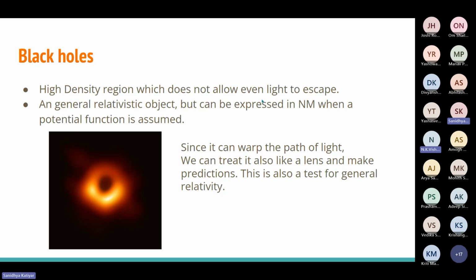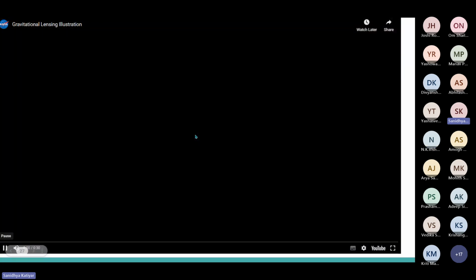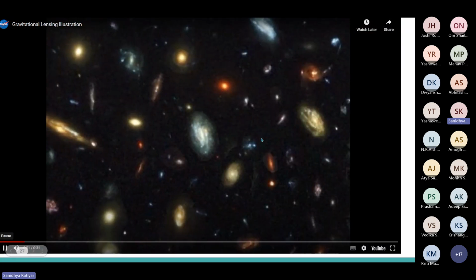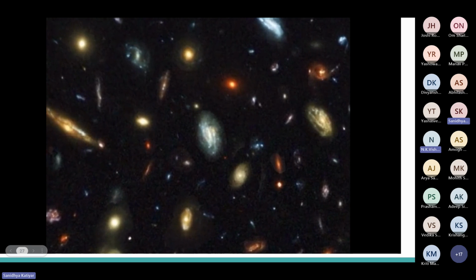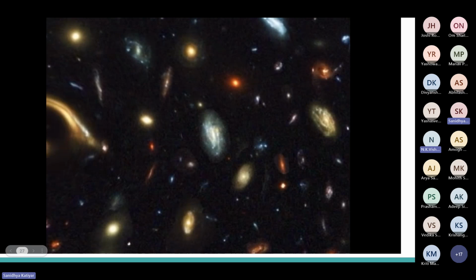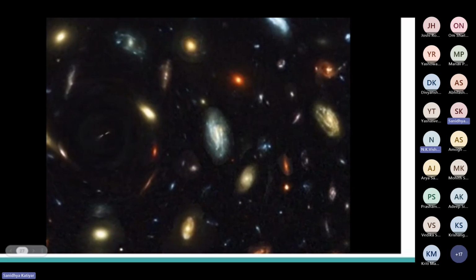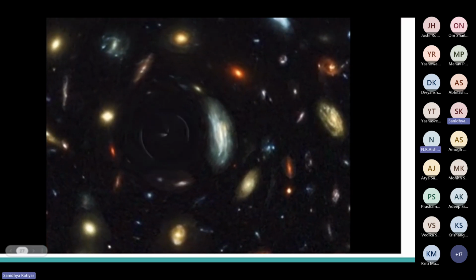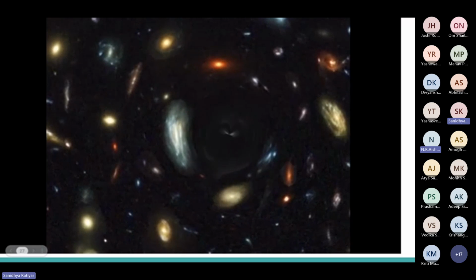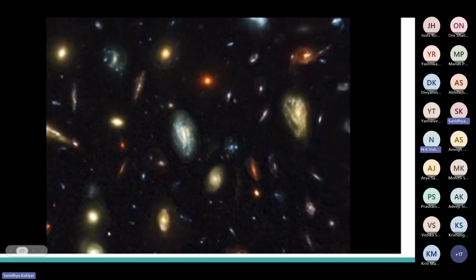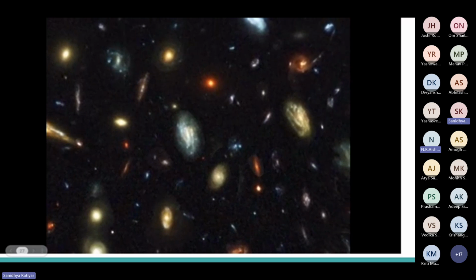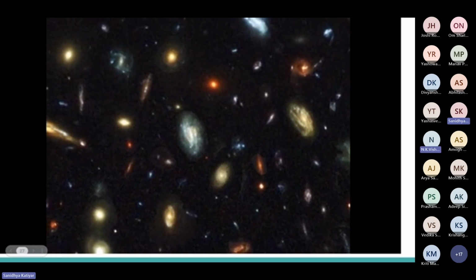Next. From the left hand side, a black hole is coming, and we can see how the light is being warped. We can also see that at some point it forms a small ring when the light source is right behind it. This is called an Einstein ring.